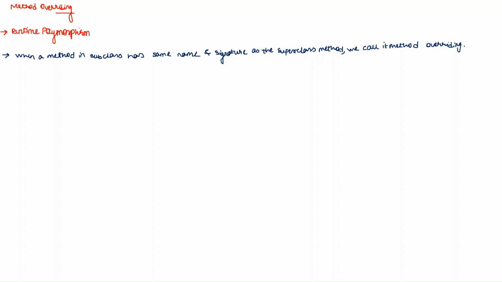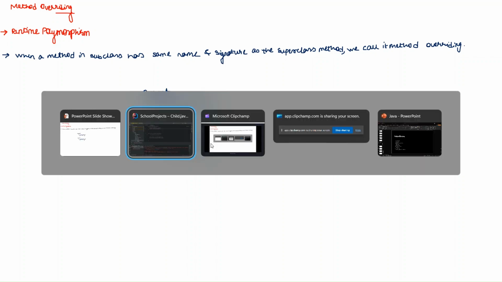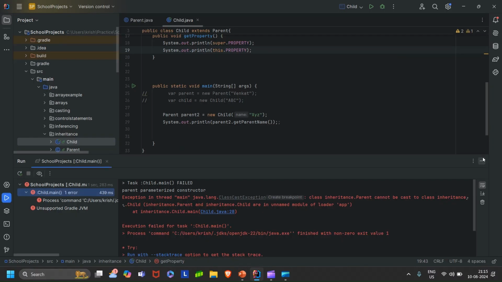Let me give you a really strong example for this. We'll use the same example, the parent class, but with a slight change. This parent class has a method getProperty, which prints the parent property name. There is the child class where we already have this method getProperty, which tries to print the property that the child has. So let's make the required changes in the code.